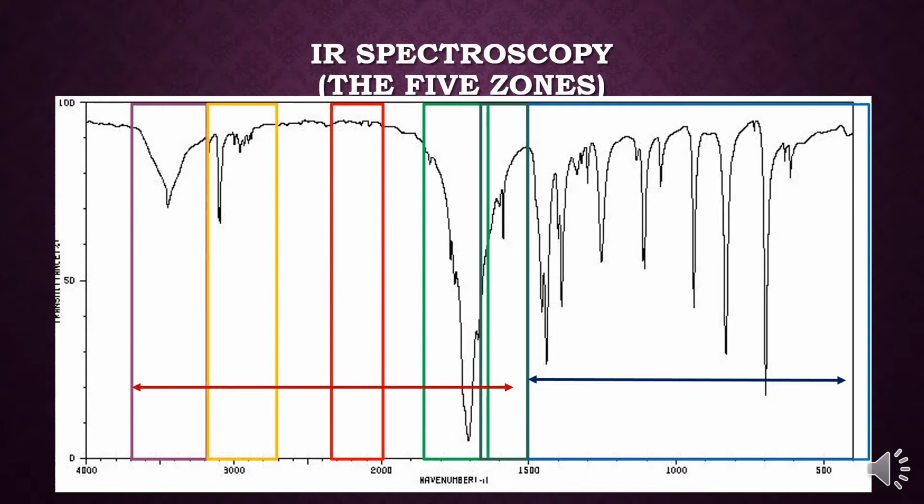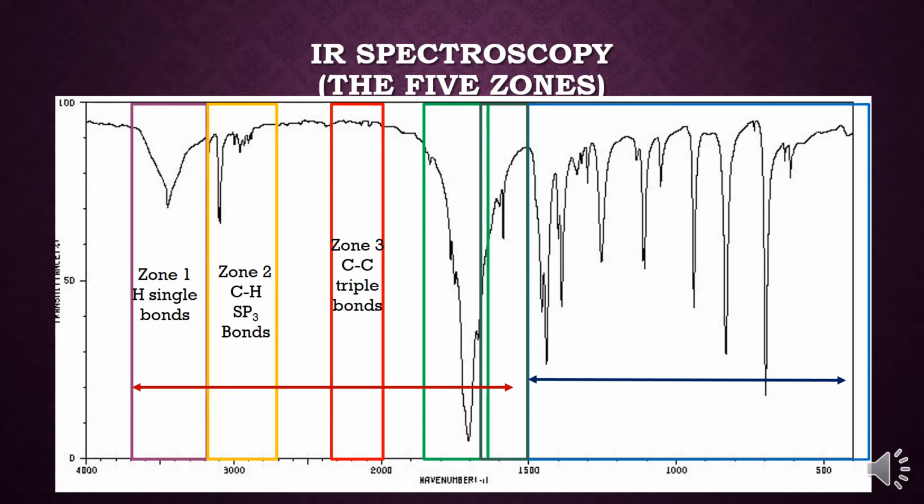Now in zone 1, this is your hydrogen single bonds to anything that is not carbon. You're going to find this running between 3200 and 3700 wave numbers. Now in your second zone, this is going to be your carbon-hydrogen single bonds that have been sp3 hybridized. Now in this region, you're going to find it between 2700 and 3200 wave numbers. Zone 3 is your carbon-carbon triple bonds. You're going to find these between 2000 and 2300.